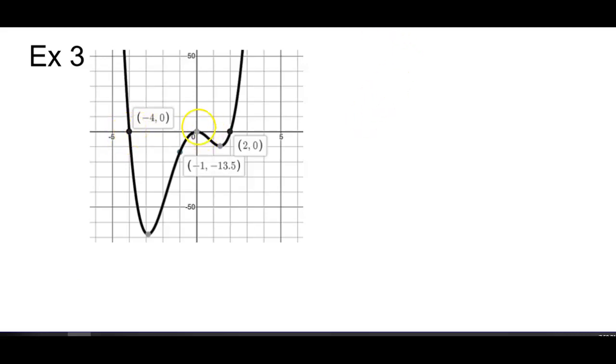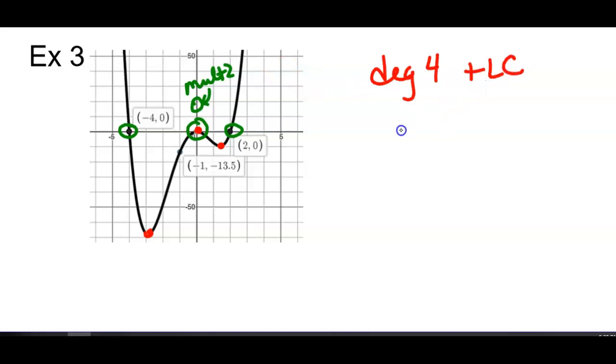We have negative 4. 0 is a 0, and it's a bounce. So negative 4, 0, and 2. This is multiplicity 2 at 0 because it bounced. And it looks to be a degree 4. If we do turning points, there's 1, 2, 3 turning points, and both ends are up. So I'm thinking degree 4 positive leading coefficient.